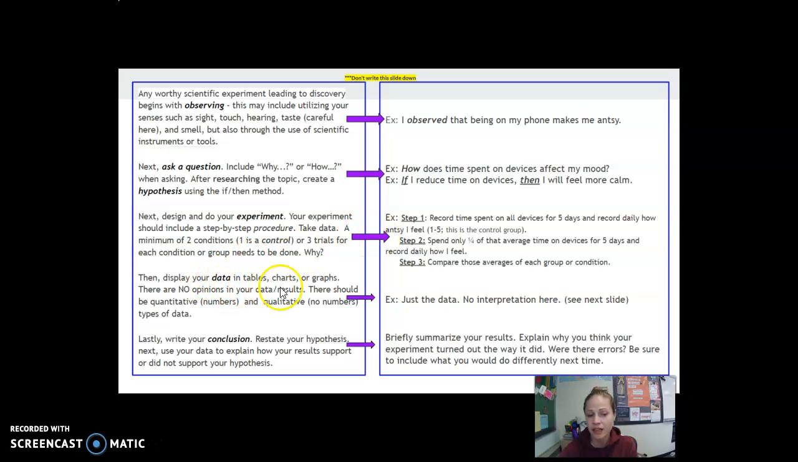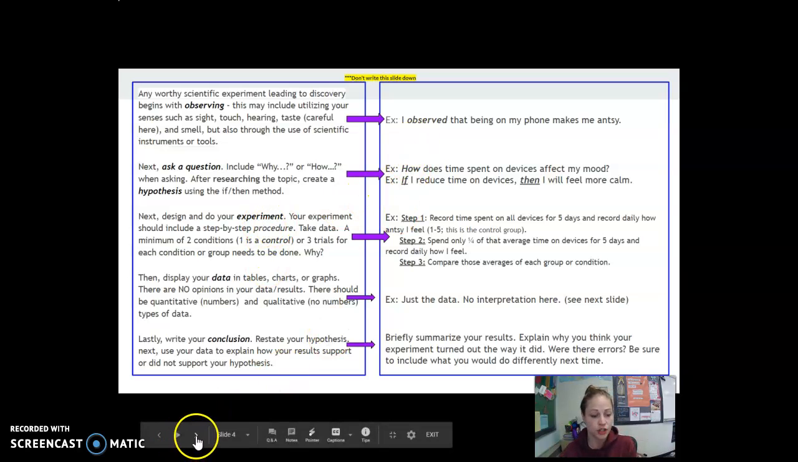Next, display your data in tables and charts. That'll be on the next slide. There are no opinions here. This is what was recorded. This is what researchers wrote down. There's really no words here other than labels. Okay, and you'll see what I mean on the next slide. Lastly, write your conclusion. We have a step-by-step method we will engage in later on.